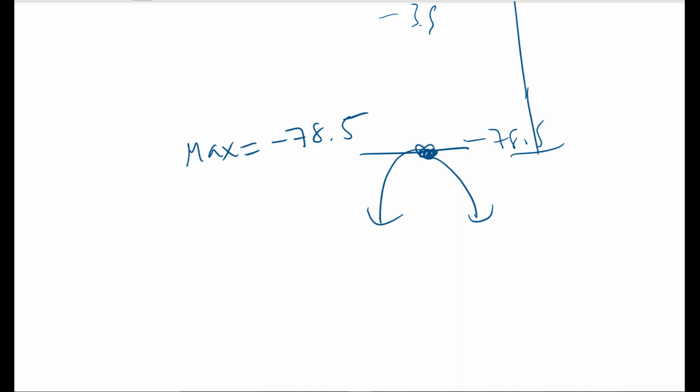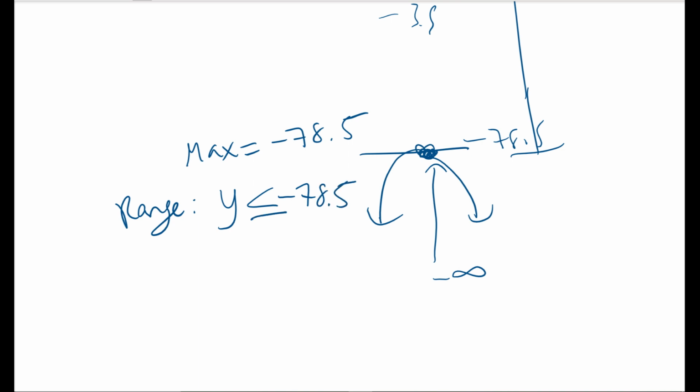So we have the maximum, and then for the range, the range is the y values. The y values go from negative infinity all the way up to negative 78.5. So that means our range is y is less than or equal to negative 78.5. It's below negative 78.5, that's why it's less than. Another way to write this is negative infinity to negative 78.5, and you use a bracket for negative 78.5 because you include that number.